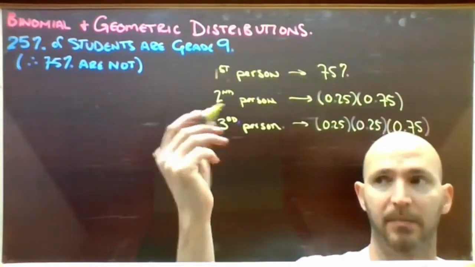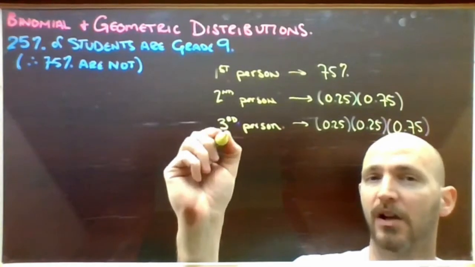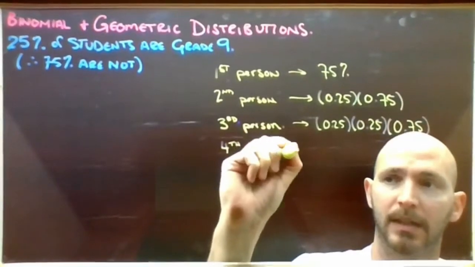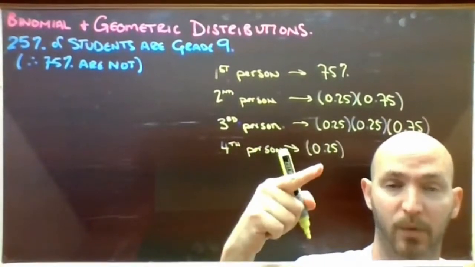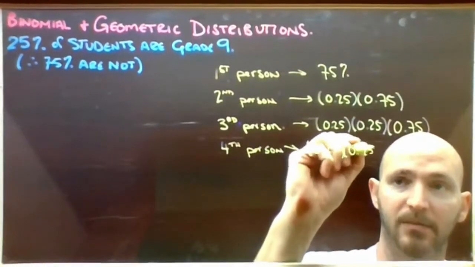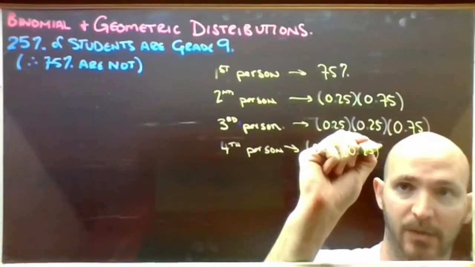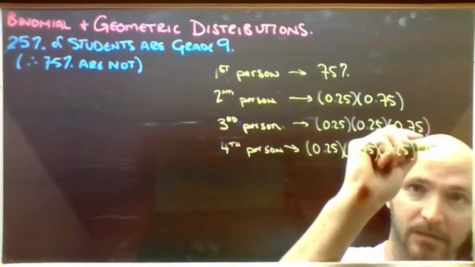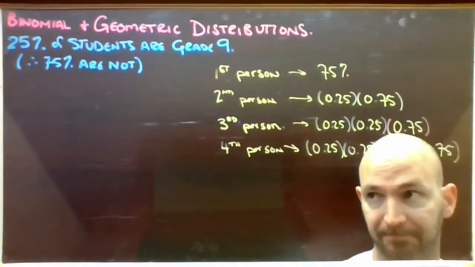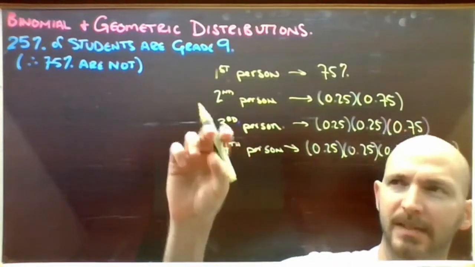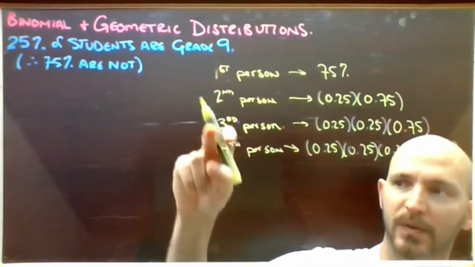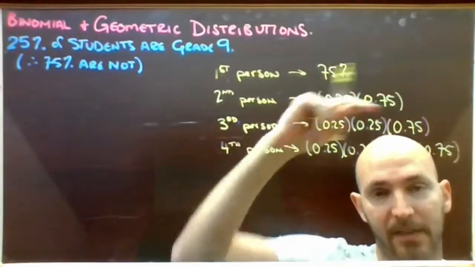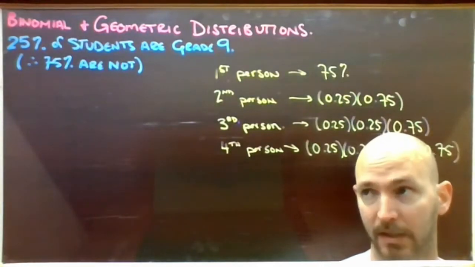Just to make sure this pattern is completely clear, if I don't find a non-grade 9 until the fourth person, then the first person I asked was a grade 9, 0.25. The second person I asked was a grade 9, 0.25. So was the third, 0.25. And only the fourth person was not in grade 9. So as I'm going up through this list, the further down I go, the more grade 9s I had to find first before identifying the first person who was not a grade 9.